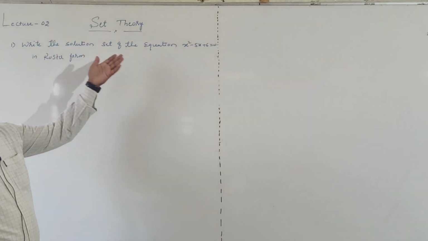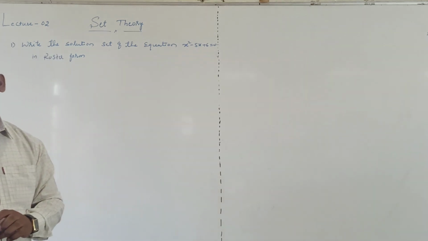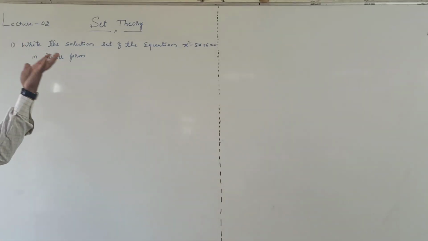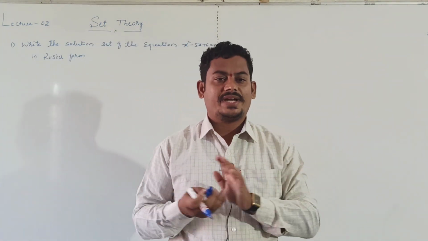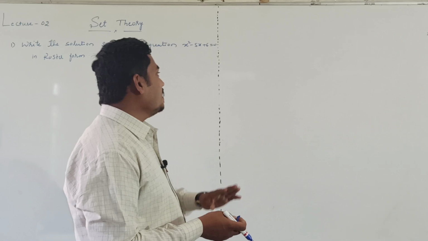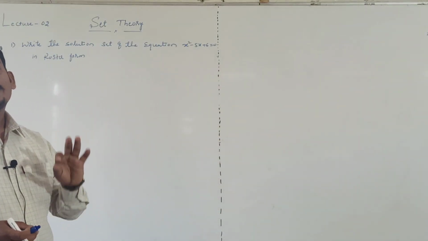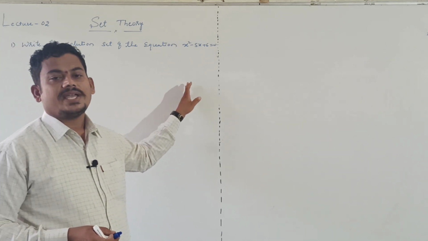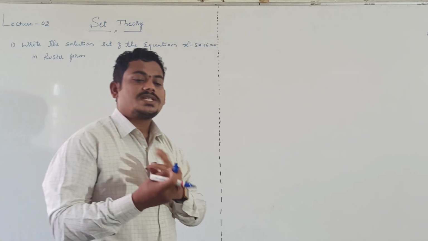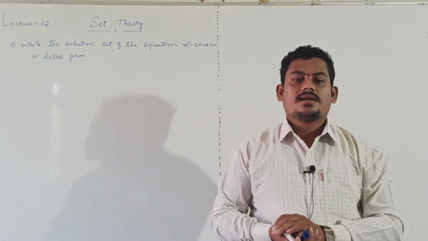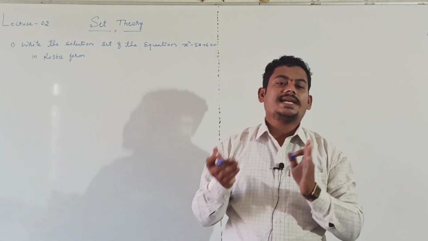Clearly this is set builder form, x square minus 5x plus 6 equal to 0. Write the set in roster form. Roster form suggests list out all the elements, means list out solutions of this equation. In roster form we list out all the elements, means solve this quadratic equation, then you get two roots, write it in roster form.